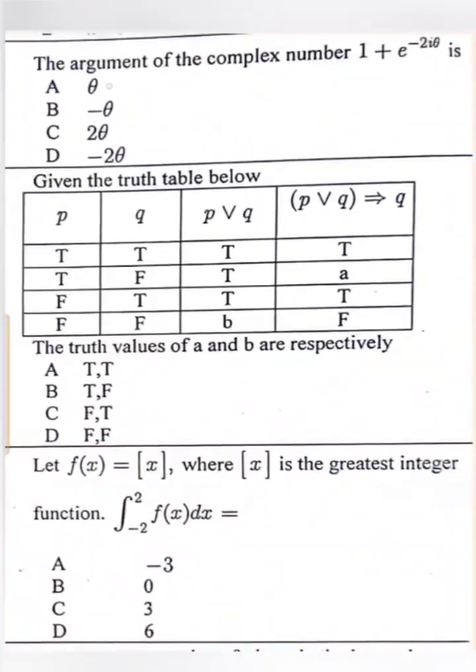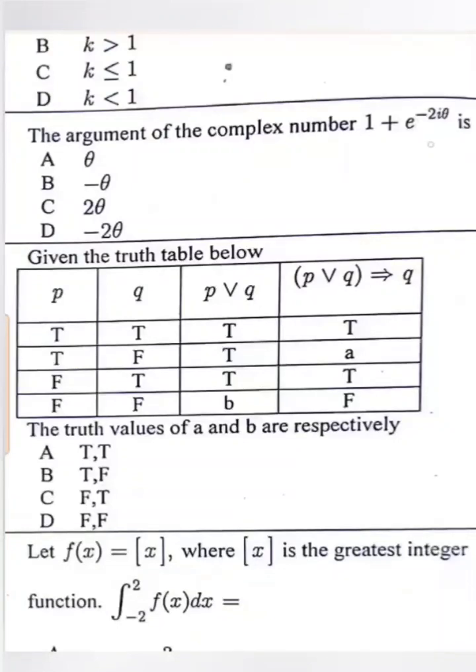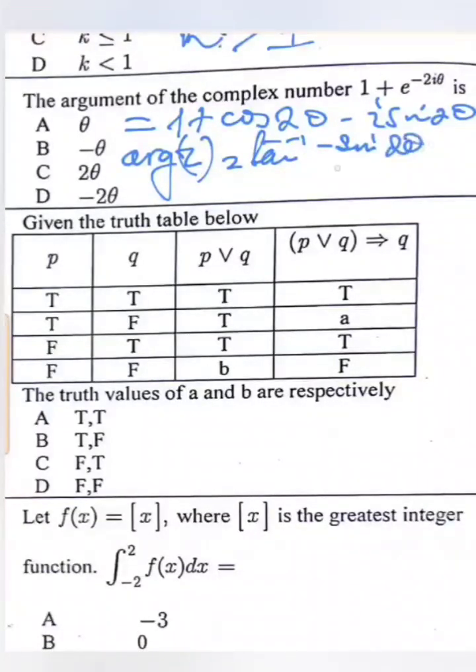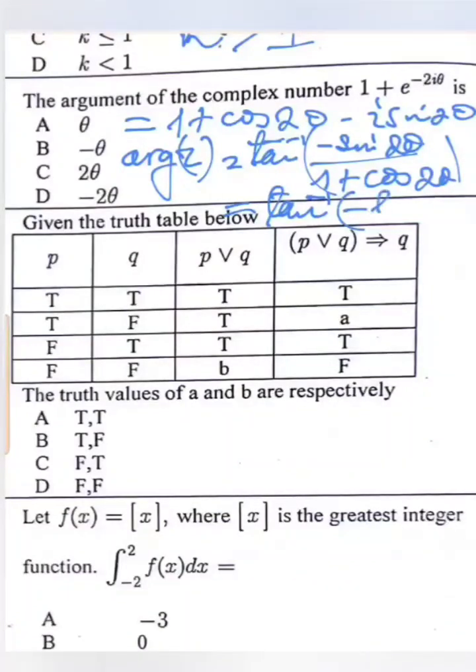In number 6, we have that the argument of the complex number 1 plus e to the -2i theta is, and we have these options. So to find the argument of a complex number that is given in exponential form, it is better we first express it in polar form or the trigonometric form. From here now, the argument equals tan inverse of the imaginary part, which is negative sine 2 theta, over the real part, which is 1 plus cos 2 theta. This will be equal to tan inverse of, actually, sine 2 theta over 1 plus cos 2 theta is equivalent to tan theta. This is an identity in trigonometry.